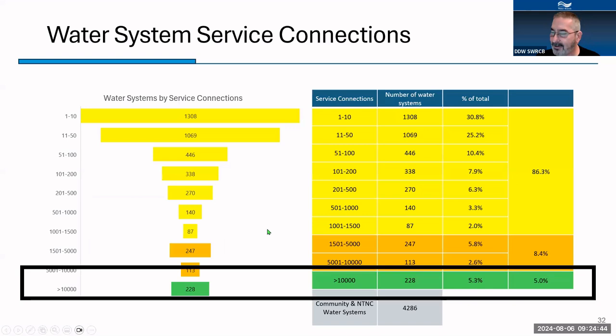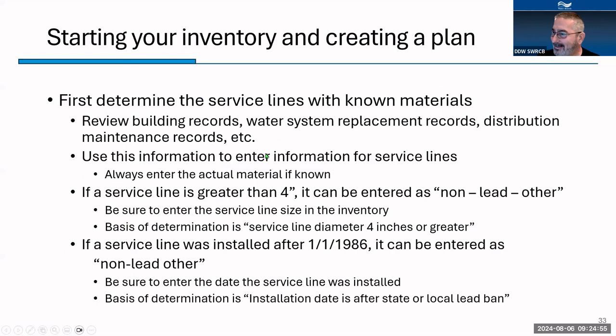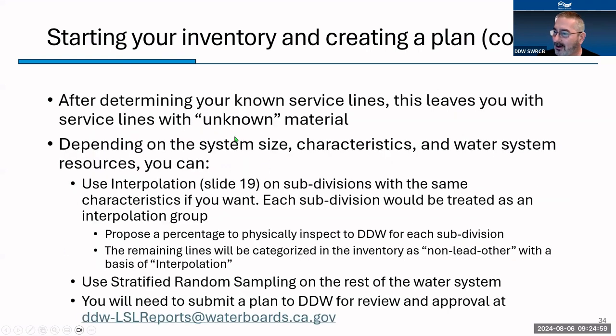And lastly, we have those water systems that are 10,000 or more. I hope that I don't have any of you on the line, because you should really be underway by now. But again, start out the same, determine your knowns, and then your unknowns, you're going to use interpolation on tracts if you like to, and you're going to use stratified random as well, but the calculations are a little different.